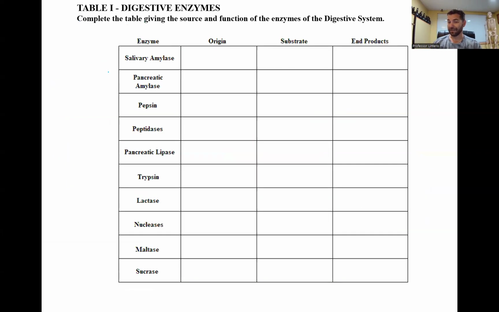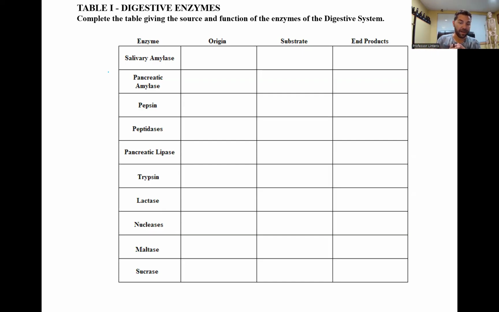This is a list of enzymes. You should be familiar with it for both lab and lecture. You can see that a lot of them end in ACE, and this is a practice sheet for you. So you could print it out, you could do whatever you want. Where does the enzyme come from? Substrate is what does it work on? And the end products are what does it break it into, right?